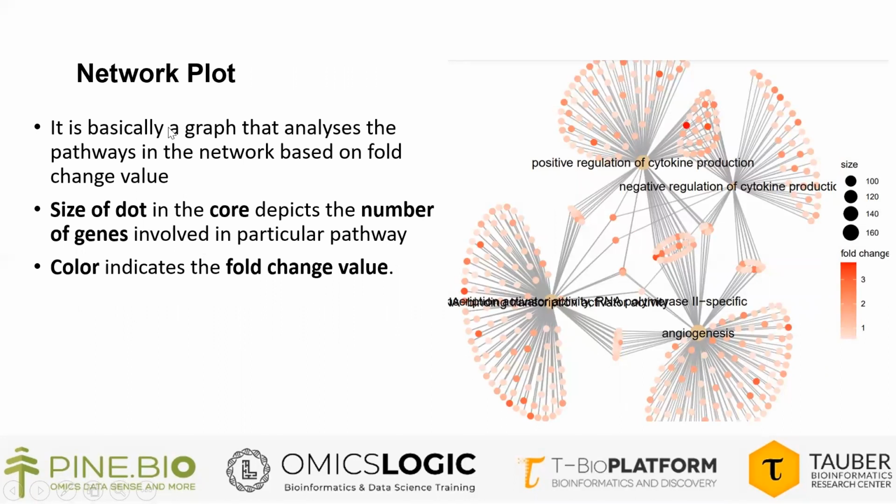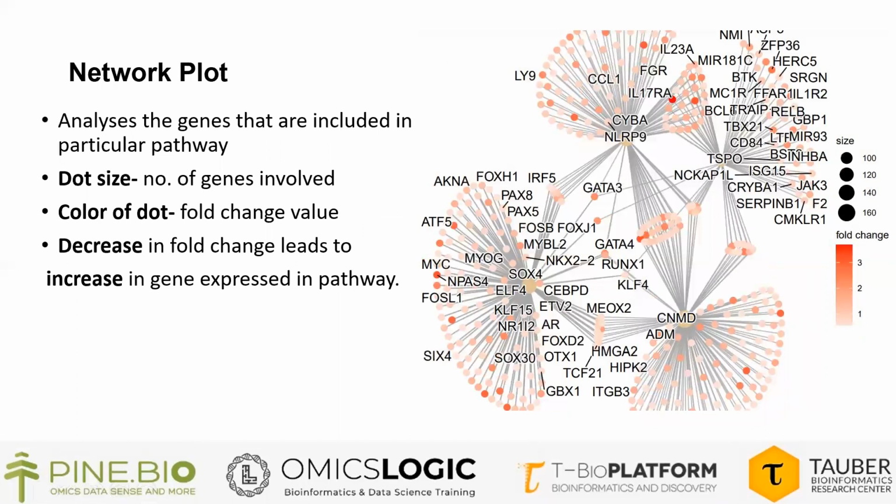Network plot. It is basically a graph that analyzes the pathways in the network based on the fold change value. The size of the dot in the plot depicts the number of genes involved in a particular pathway. The color indicates the fold change value. It analyzes the genes that are included in the particular pathway. A decrease in the fold change leads to an increase in gene expression in the pathway.